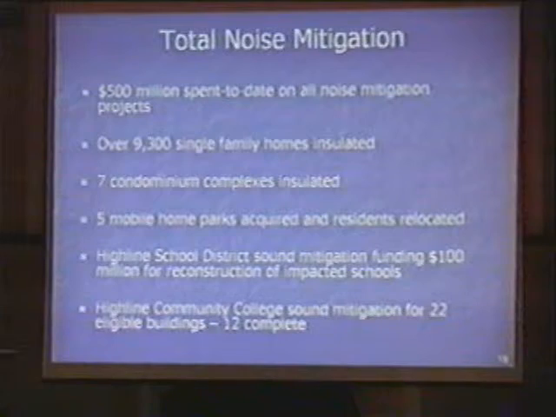Total noise mitigation at the airport. We've done a lot of work at the airport. $500 million spent to date on all noise mitigation programs. I think that's significant. I think that's a real benefit to this community. 9,300 single-family homes have been insulated out of that, 7 condominium complexes, 5 mobile home parks acquired, and the Highline School District sound mitigation funding, along with the Port of Seattle and the Federal Aviation Administration, we're contributing $100 million for that.